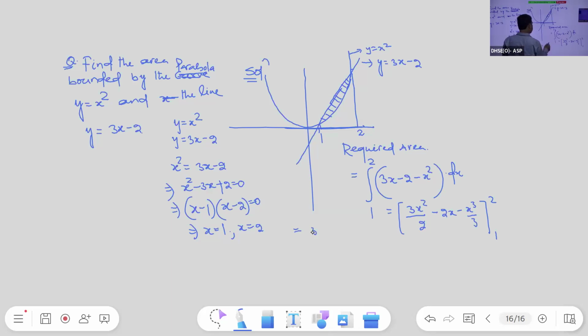This is equal to 3 into 2 square is 4 by 2, minus 4, minus 8 by 3, minus, if we substitute the lower limit, 3 by 2 minus 2 minus 1 over 3. Okay. Now you can calculate it. I hope it is clear to you.